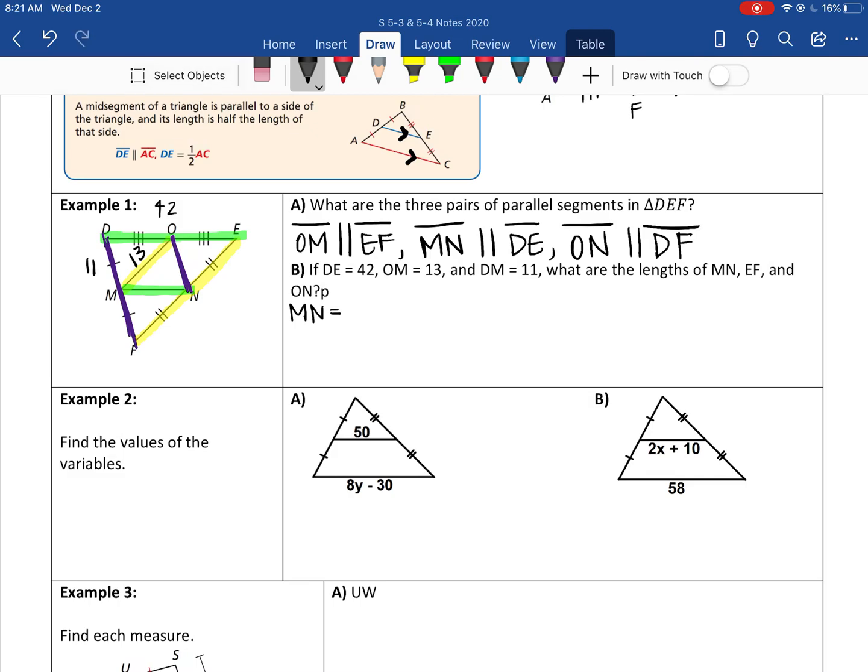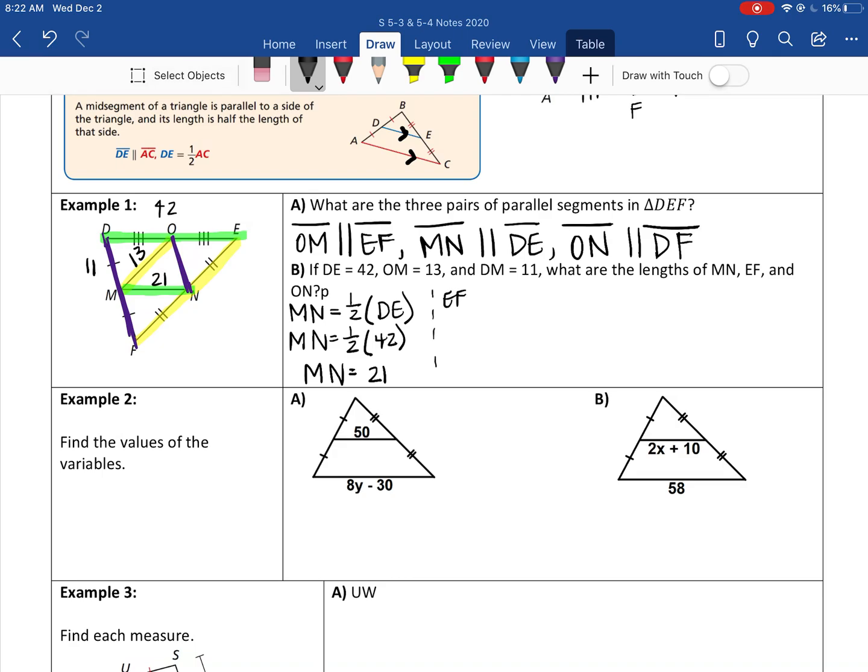MN is the midsegment that is parallel to DE, and we know that MN is half the length of DE. So MN is equal to 1/2 DE, which is 42. When you cut that in half, you get that MN is 21. Again, the small green one is half the length of the large green one. That is your triangle midsegment theorem. All right, so that's the first part.